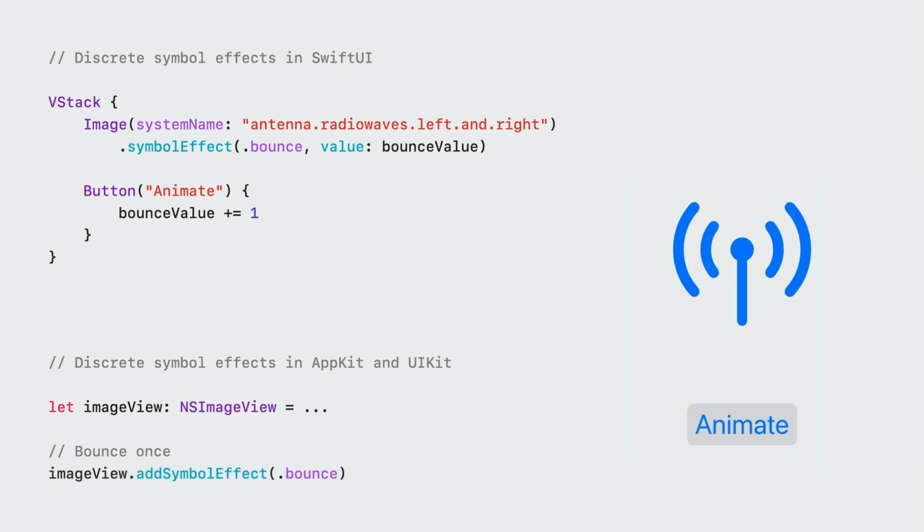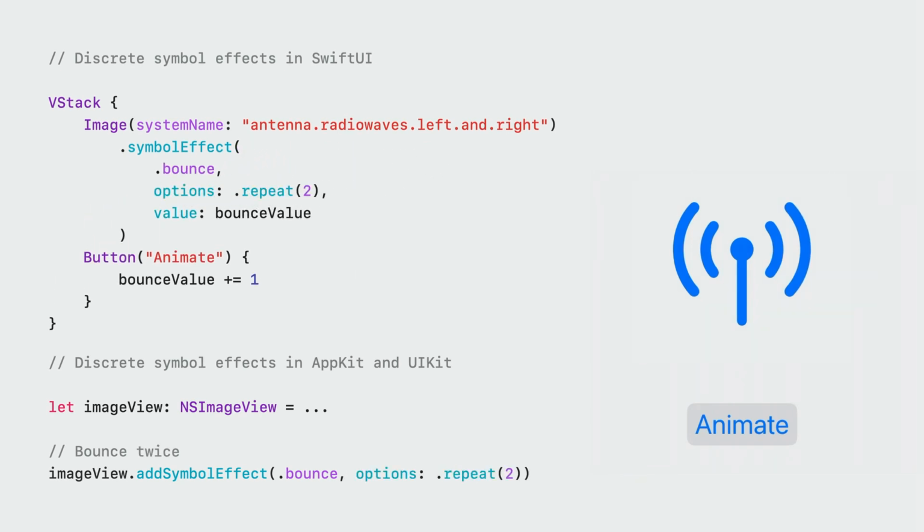Now, let's say I don't want the symbol to bounce just once. How about bouncing twice? SwiftUI, AppKit, and UIKit support an options parameter, where I can specify a preferred repeat count. Now, the symbol bounces twice when the effect is triggered.